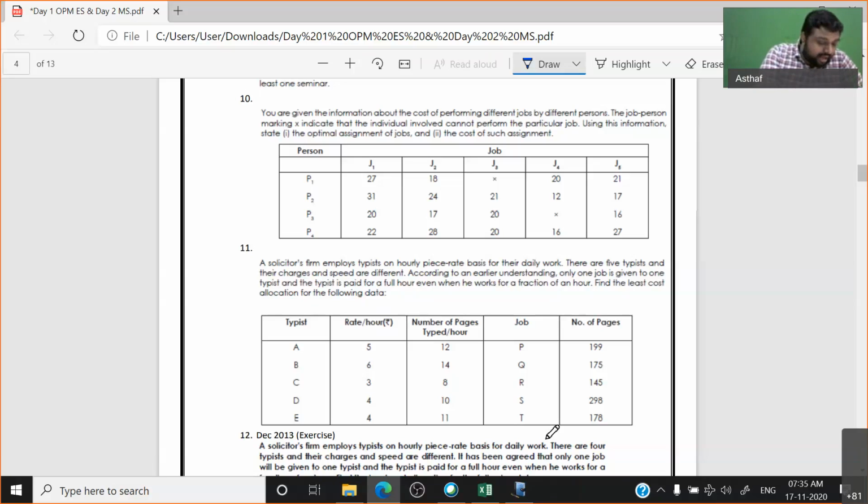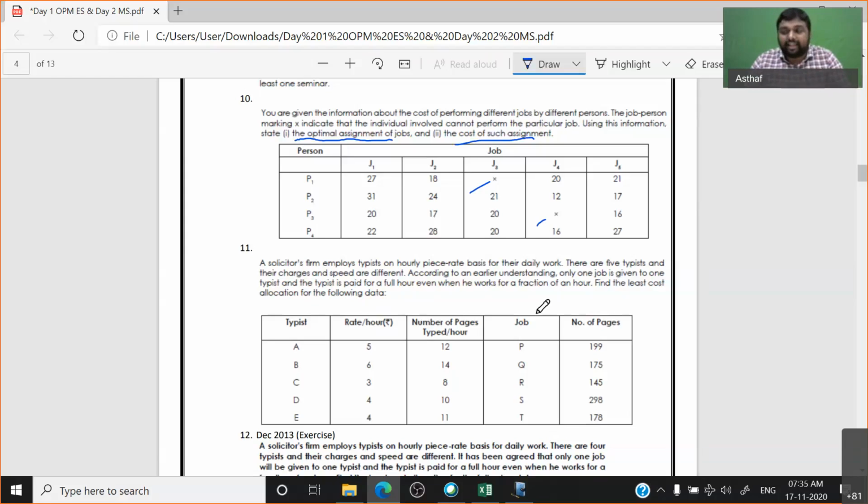Here there are some areas where we have these. That means he cannot do the job. He cannot do it, so you have to eliminate him. Now, using the following information, what is the optimal assignment of jobs, and then what is the cost of assignment? I am ready here. Hope you are also ready.